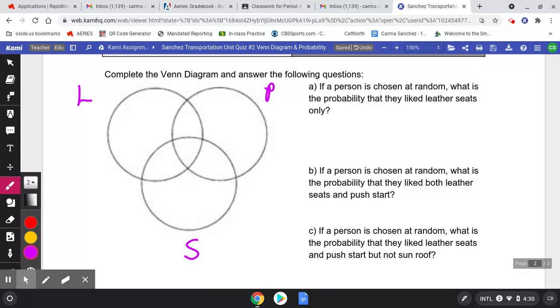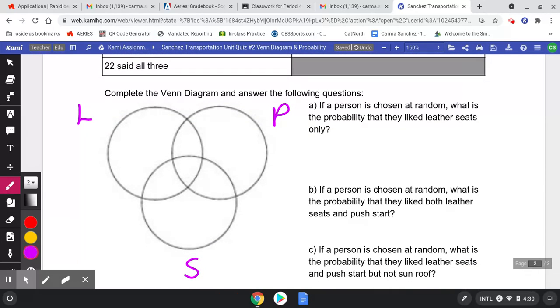So go ahead and label. Make sure that you label. That's going to be worth a point. Then we're starting with all three, which means that a 22 should have been in the center.